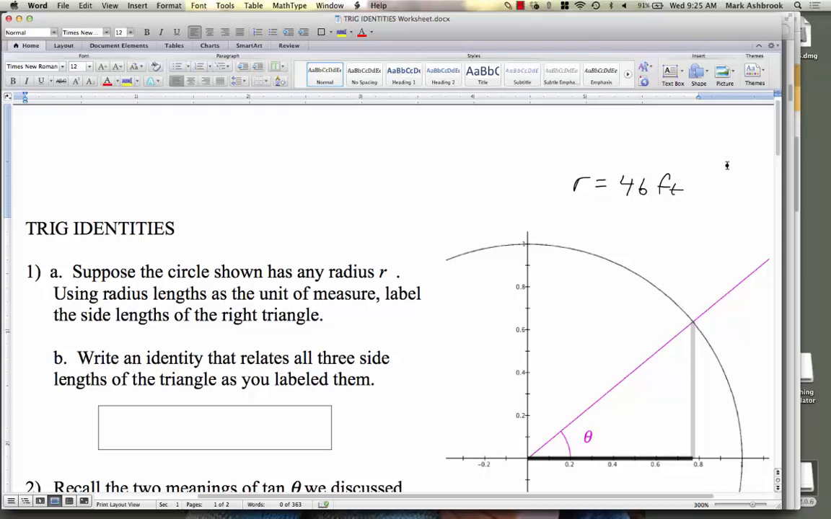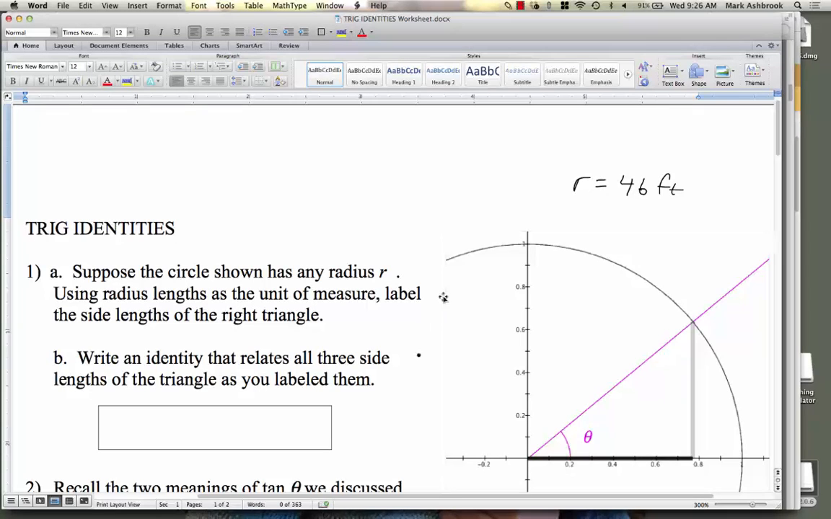I want to use radius lengths as a unit of measure. So I want you to label the sides of this right triangle using radius lengths as a unit of measure. So you're asking, how many radius lengths is that right there? How many radius lengths is that right there? How many radius lengths is that right there? Okay? This is review. We should all be able to do this. So my measuring stick is not feet. My measuring stick is a radius length.